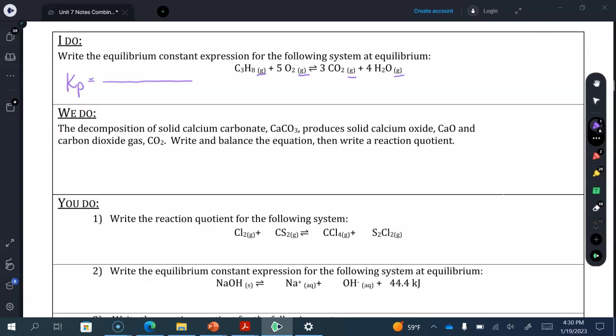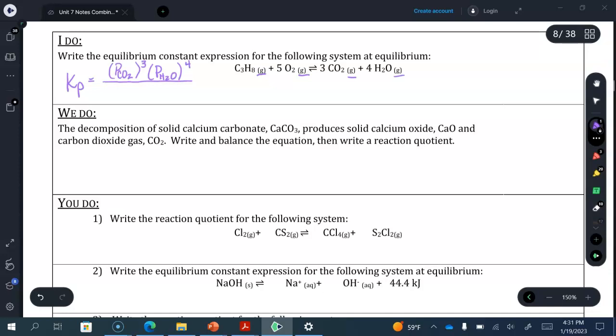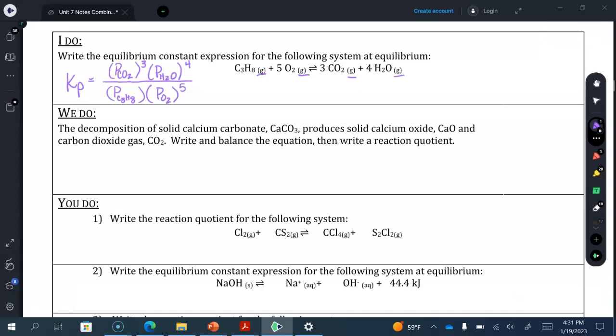So it's always products. I'm going to need the pressure of CO2, and I raise it to the exponent of its coefficient, which is 3, times the pressure of H2O to its exponent. So it's always products over reactants. Then I take my reactants, C3H8, and its coefficient is 1, so I don't have to write it. And then the pressure of oxygen gas to the 5th power, because that is its coefficient. So this is the equilibrium constant expression for the following system at equilibrium.